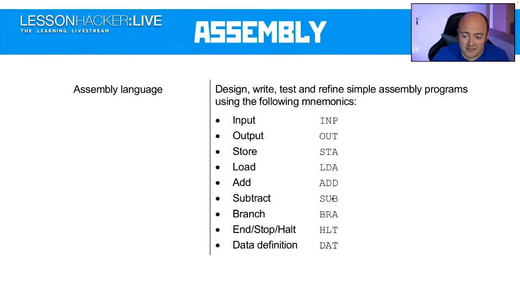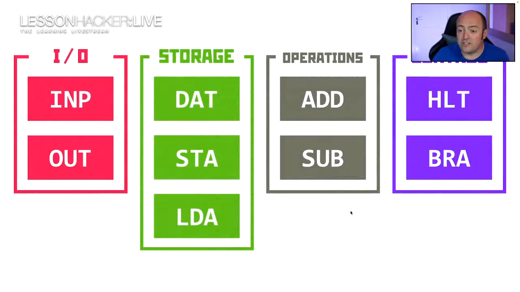We've got add and subtract, branch, which is basically go to a different line, halt, which is stop, and dat, which is that there's data there. These are the instructions you need to know, grouped into the categories.